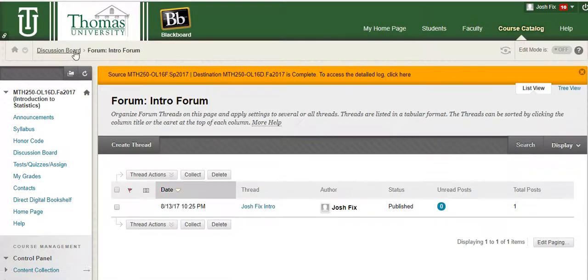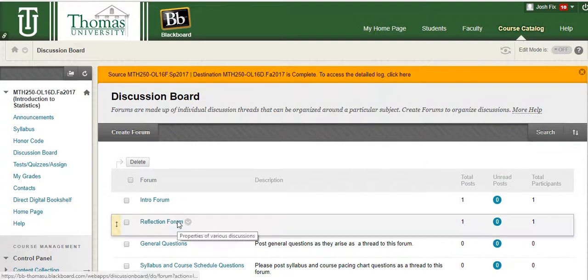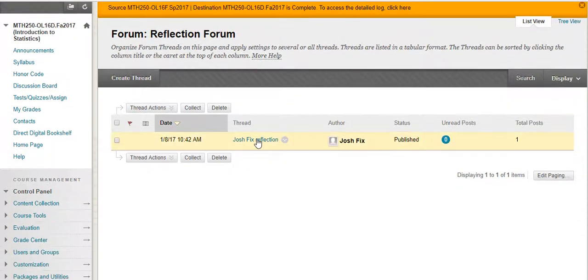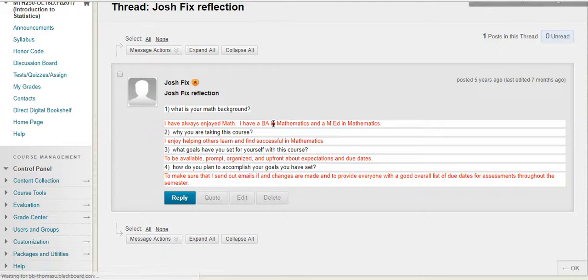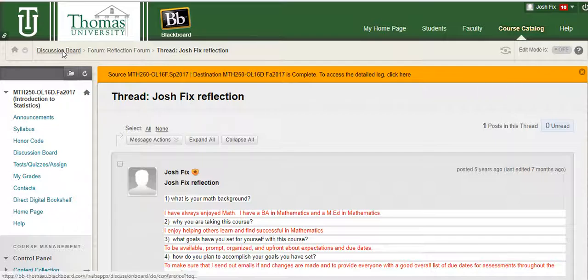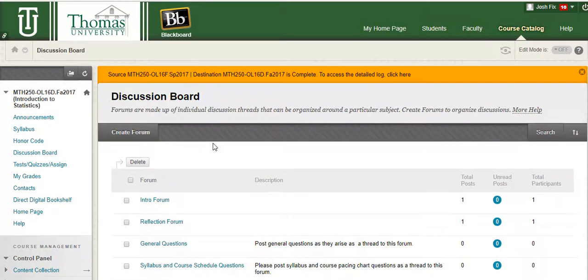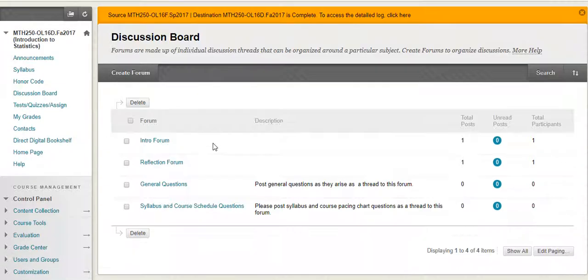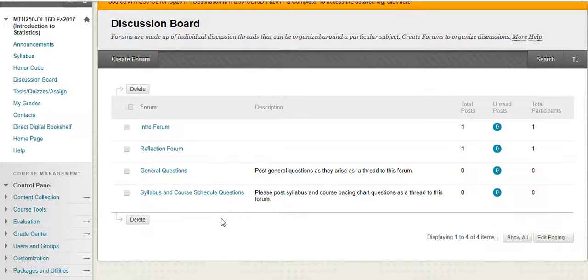and then let's see what else we've got here. Discussion board, and then we have the reflection forum. What I want you to use the reflection forum for is an opportunity to set some goals for yourself. How are you going to overcome the difficulties of being in college, possibly with a full-time job and a family and kids and everything else going on in life? What dedication are you going to make so that you can be successful this semester? That's what the reflection forum is for.